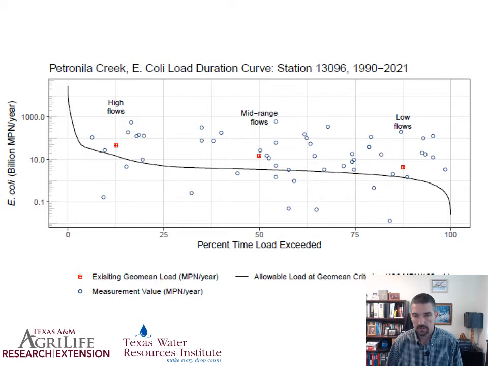So again, fairly consistent across the board. You do see maybe a little bit bigger gap between the existing loads and the target load, so probably a little bit bigger load reduction needed to meet that water quality standard here, but again, it's generally consistent across the board, and basically indicates that there are issues with E. coli loads exceeding that standard at all flow conditions, so not just under one or the other.